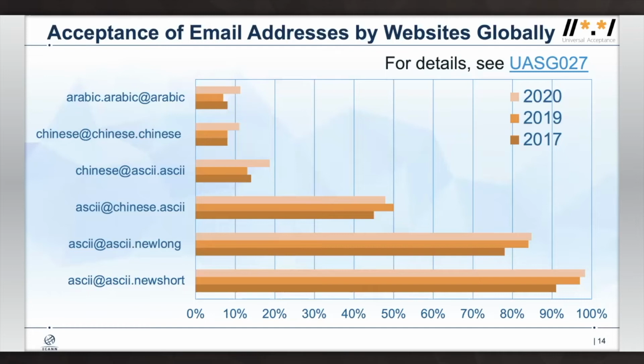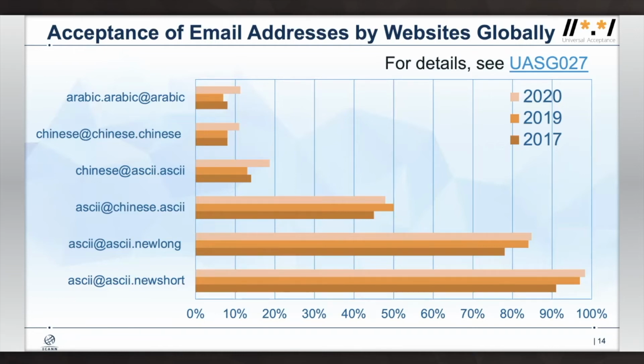What we've been doing, in collaboration with the community-led group which looks at this problem, called the Universal Acceptance Steering Group, or UASG for short, is looking at the gaps in universal acceptance at this time. One of the studies we did was that we went to about 1,000 websites globally. We took the top 1,000 websites from, for example, Alexa rankings.